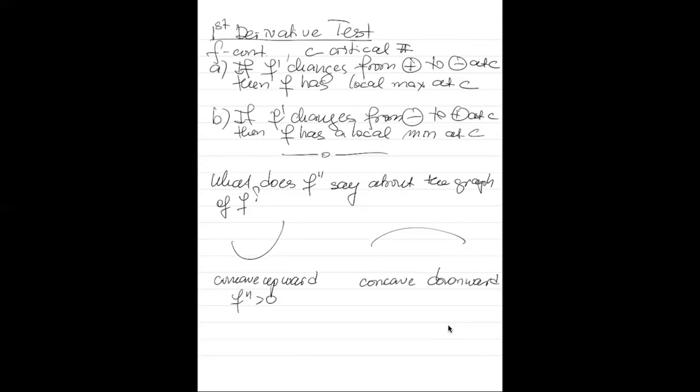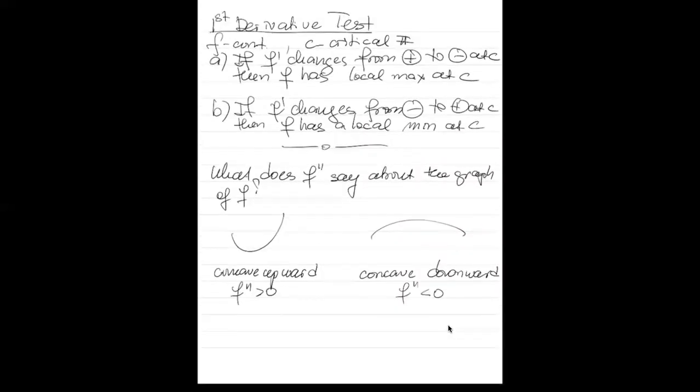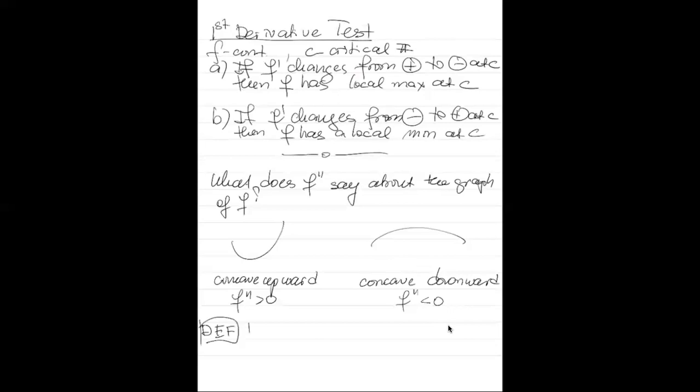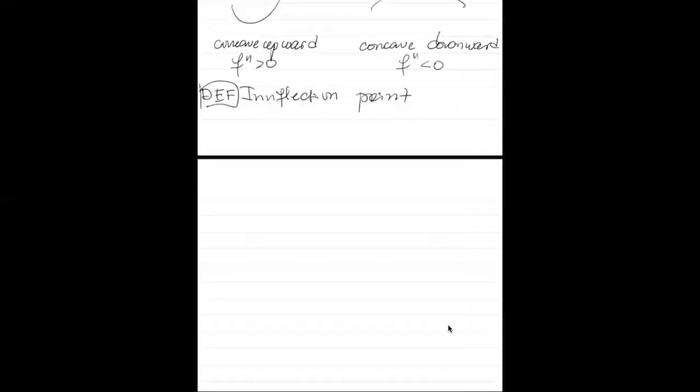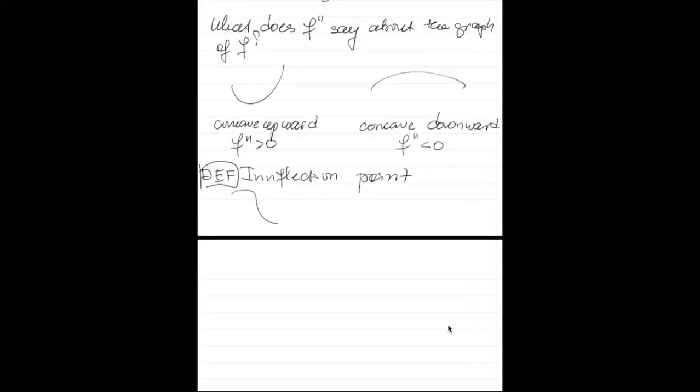If you continue the graph, it looks like a parabola opens down. Here, the second derivative on that interval is negative. We also had inflection point. So inflection point is when the concavity changes. Here, this is an inflection point.